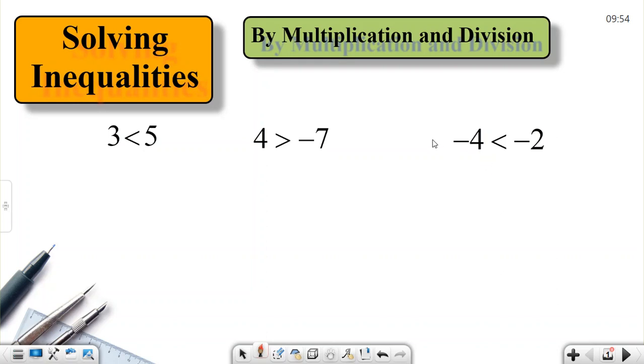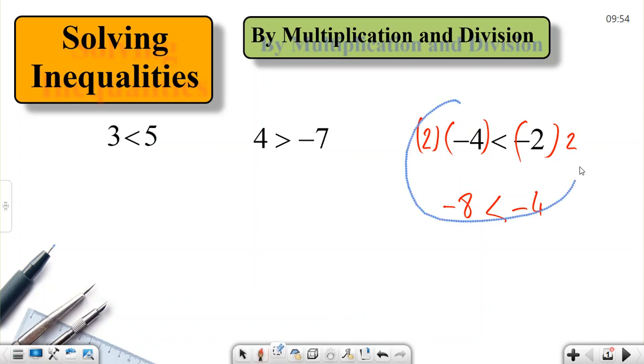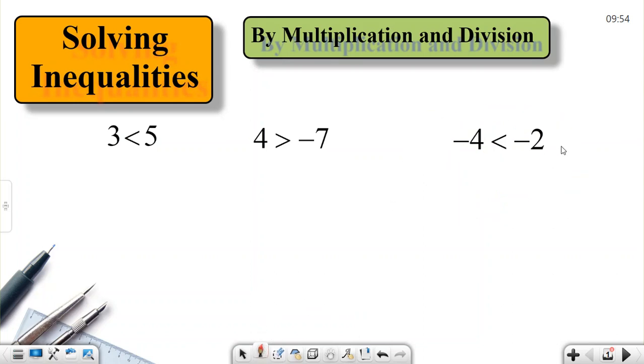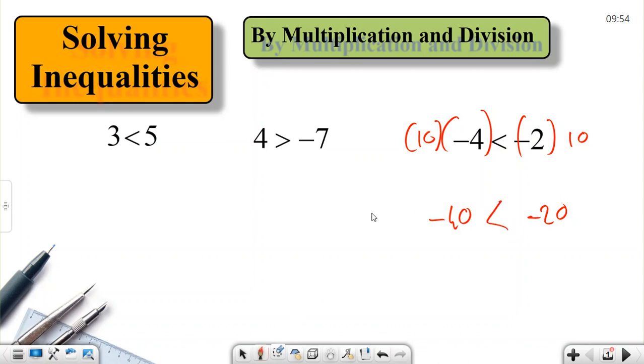Okay, both of them negative now. Let's multiply by a positive 2. 2 times negative 4, negative 8. Negative 2 times 2, negative 4. And negative 4 is greater than negative 8. Let's multiply by positive 10. 10 times negative 4, negative 40. Negative 2 times 10, negative 20. Again, negative 40 is less than negative 20.